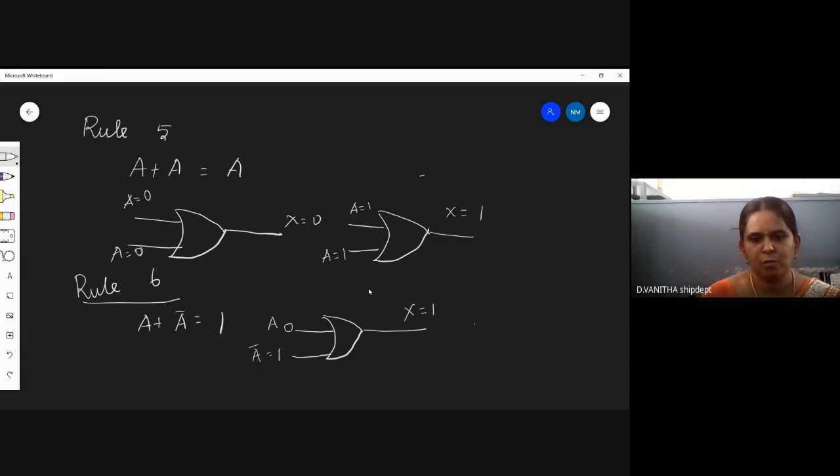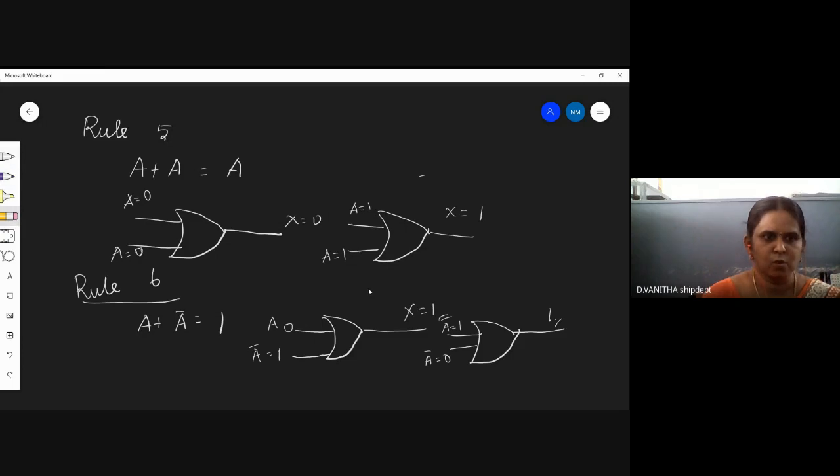Then you can modify that by putting A is equal to 1, then another A bar is equal to 0. So here we are getting the output is equal to 1 only. Whatever may be, the output is equal to 1 only. So A plus A bar is equal to 1. By using these two we can finalize that. So this is rule 6.